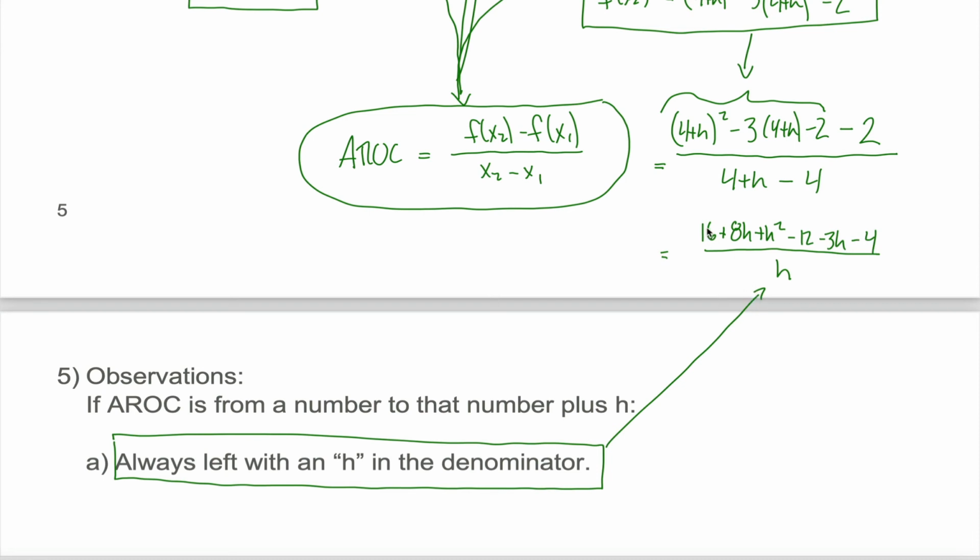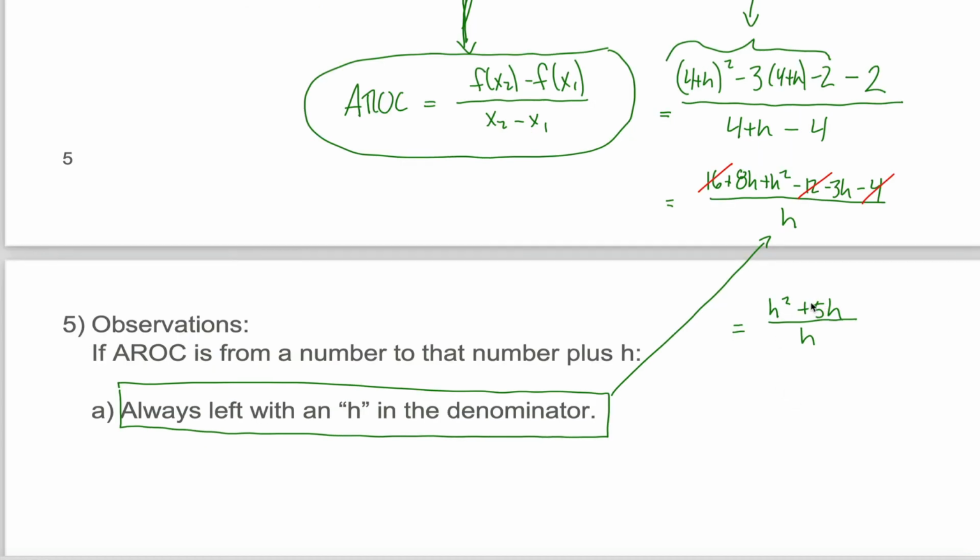But look what happens here. I have positive 16 minus 12 minus 4. Those all cancel out. This, and this net to 0. So then what am I left with up in the numerator? Well, I got this h squared term, and then I got 8 of these h's minus 3 of these h's, so I have 5 of these h's. Down in the denominator, I just have an h.